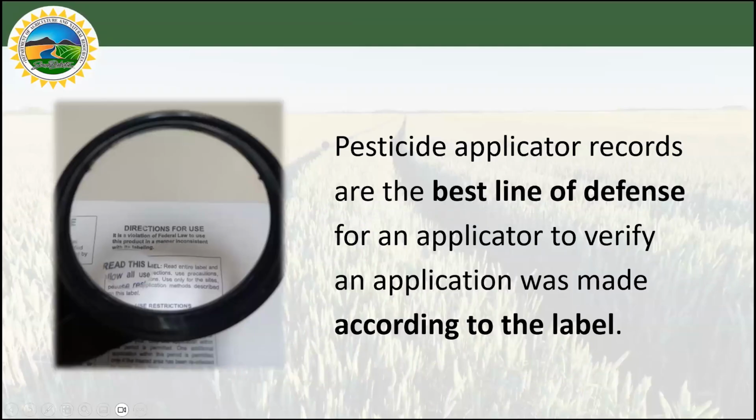Also, it is your best line of defense if there is a complaint somewhere around you. When an inspector goes in to look at the records of the people that the complaint was against, they also pull the records from all of the neighboring applicators as well. So if your records show that you're following the label, that's going to be a good line of defense for you. And that's much better than not having any records at all, because that's a pretty telltale sign that perhaps the label wasn't followed.